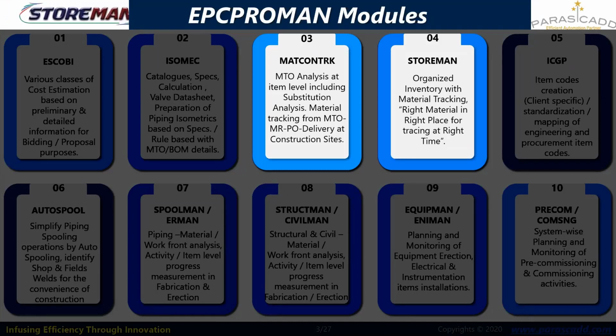MAT contract is a software taking care of the procurement needs starting from the MTO analysis at the item level, including the substitution and store transfer processes, material tracking from MTO levels through intermediate stages like MR, PR, PO, till the delivery of the material at construction sites.